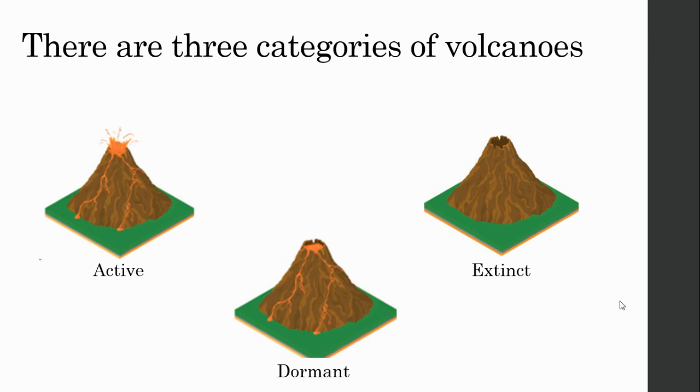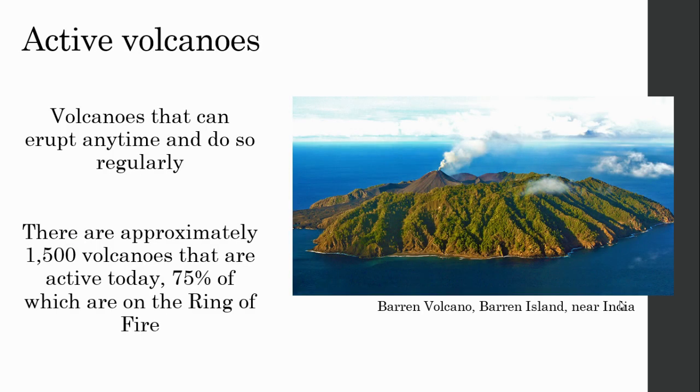So let's learn a little bit more about these three categories of volcanoes. Remember to do your actions when we go through them. First of all, we have active. Show me your action. Very good. Active volcanoes are volcanoes that can erupt anytime and do so regularly. There are approximately 1,500 volcanoes that are active today, 75% of which are on the Ring of Fire, which we have looked at a lot during our earthquake topic. We have an example here of an active volcano called Barren Volcano, on Barren Island near India. Active volcanoes can erupt anytime and they do so regularly.